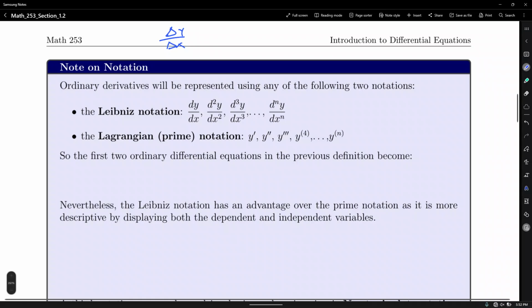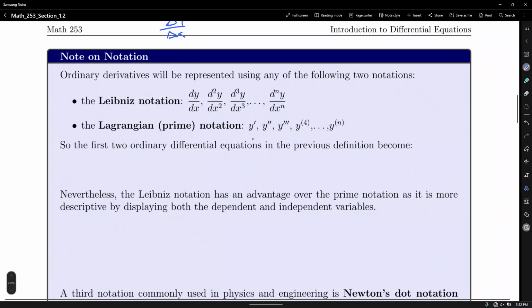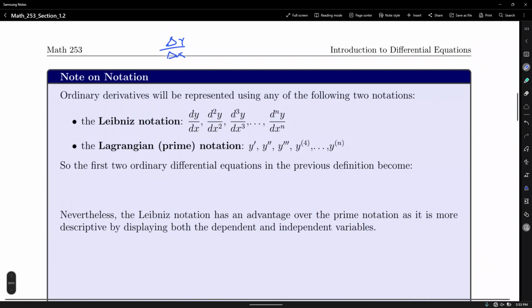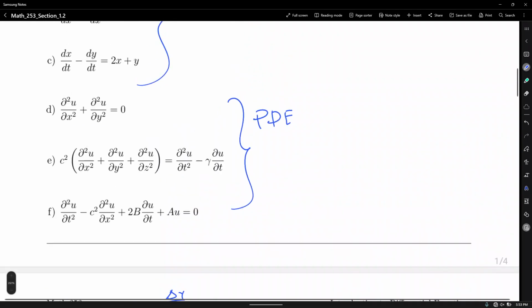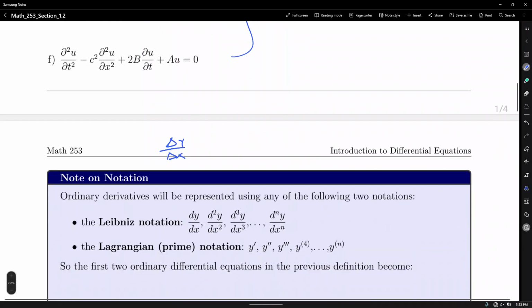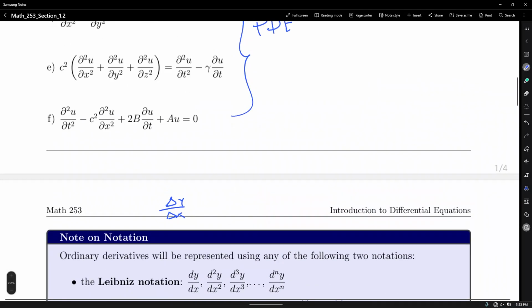Then you learned another notation, the Lagrange notation, which uses y prime, y double prime, y triple prime, depending on the order of the derivative. That means we could rewrite the equations on the previous page. For instance, I'm just going to write the first two equations. Rather than having dy dx, I'm going to write, what was that? y prime plus, what is that?